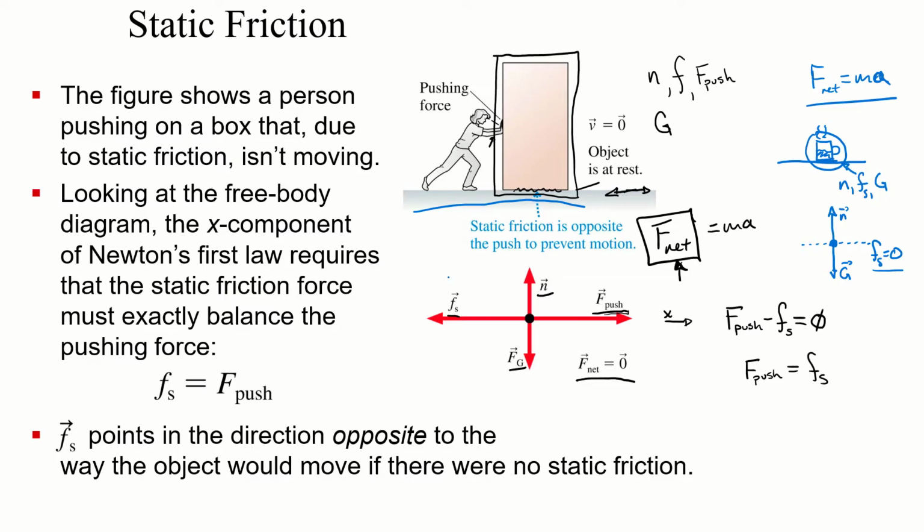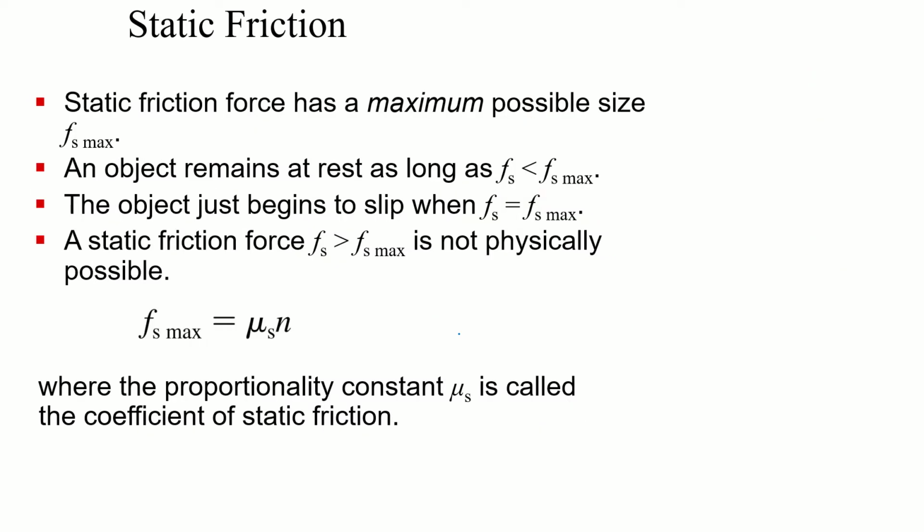What that means is if I have a small push, that force of static friction would counteract it. As the push gets larger and larger, the static friction grows, keeping that object stationary. Eventually, if this push gets bigger, it becomes larger than the static friction. The static friction can't grow anymore. There is a maximum possible size of the magnitude of the static friction, this Fs max. So eventually, static friction will be overcome and the object will start to slide.